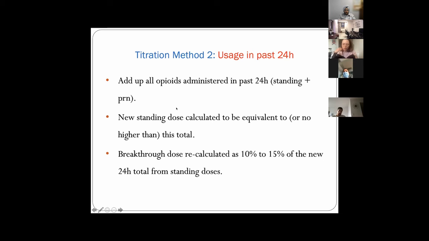And then your PRN dose is 10 to 15% of the 60 milligrams that you put in. And so therefore your PRN dose should be anywhere from 6 to 10 milligrams. Next slide.